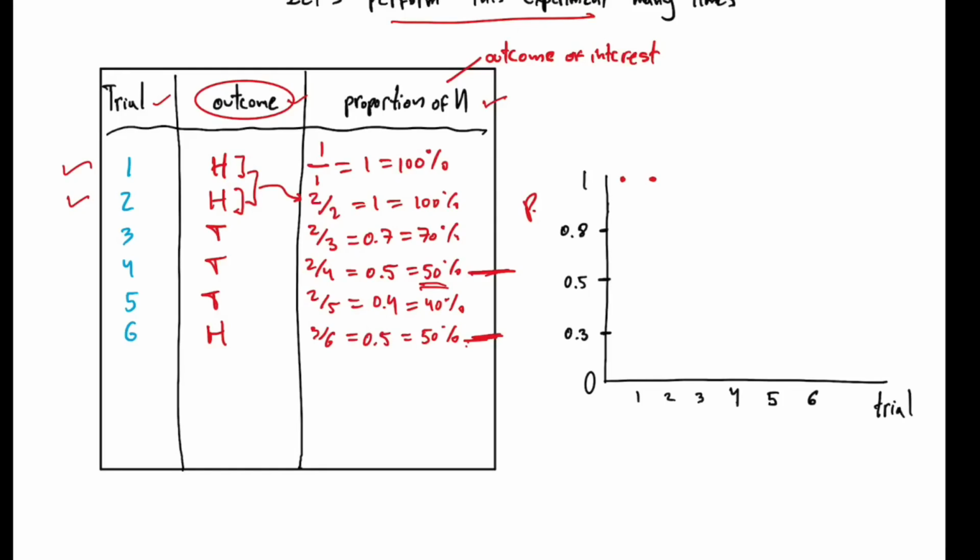So on trial number 3, we get to 0.7. So we're plotting it here, right? Trial number 4, we got to 0.5. Trial number 5, we got to 0.4. Trial number 6, we got to 0.6. Do you see how it's tending towards this value right here, towards 0.5? I know it's a made-up experiment with very few numbers, but the point is going to be illustrated.